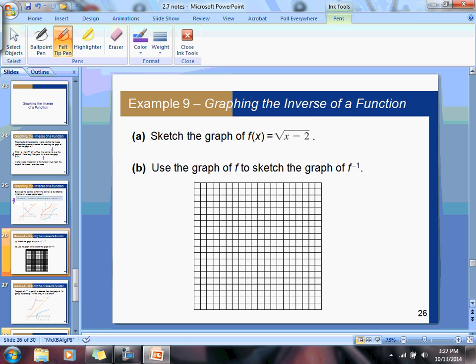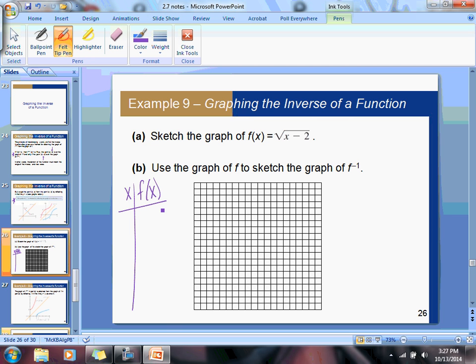Okay, so example 9 actually has 3 parts to it. We have A and B here, and then C is on another slide. But for part A, they want us to sketch the graph of f of x equals the square root of x minus 2. So again, you'd want to go to your graphing calculator. You'd want to make a table of values. So let's do x and f of x. I'll just write it over here.